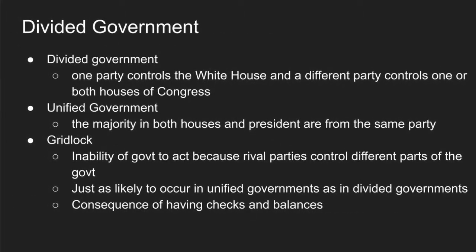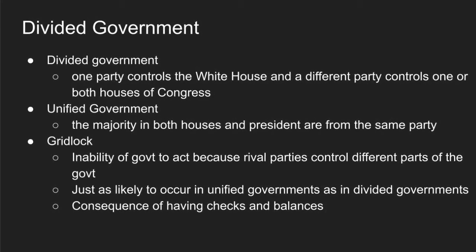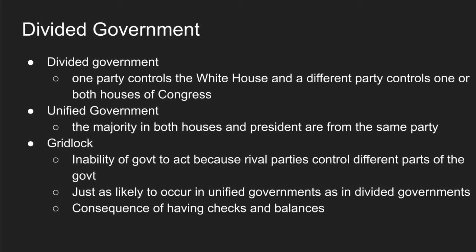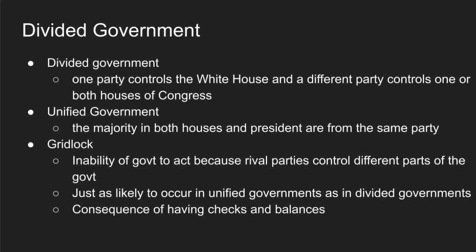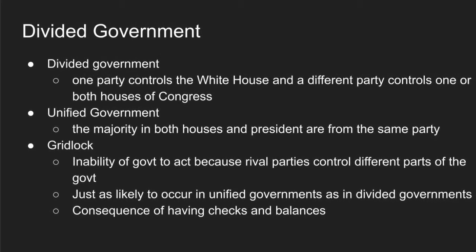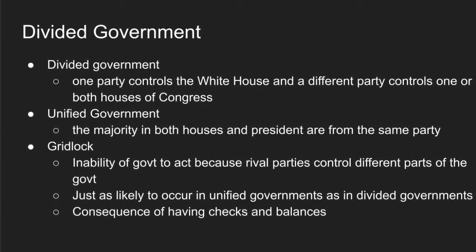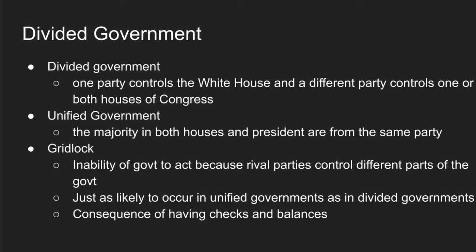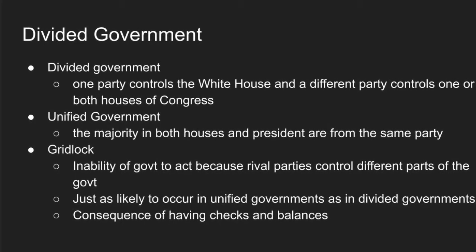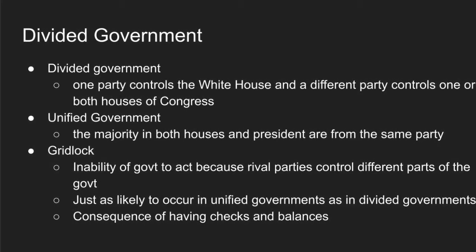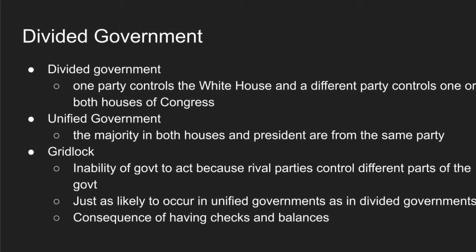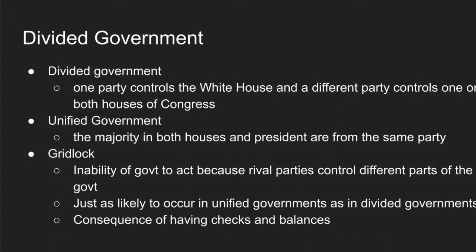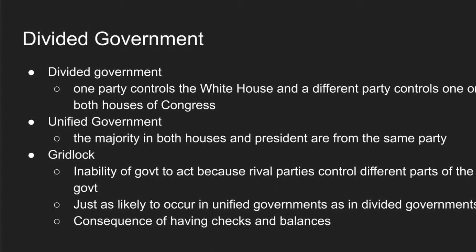Divided government means that one party controls the White House and a different party controls one or both houses of Congress. Unified government means that one party controls the White House and the same party controls both houses of Congress. A gridlock is an inability of the government to act because rival parties control different parts of the government. An example of this would be the shutdown that we experienced earlier this year. It seems that gridlocks are just as likely to occur in unified governments as they are in divided governments. Wilson calls this a consequence of having checks and balances.